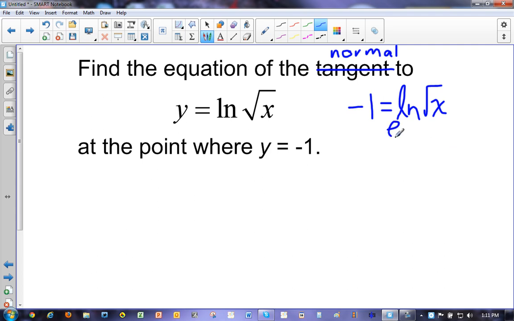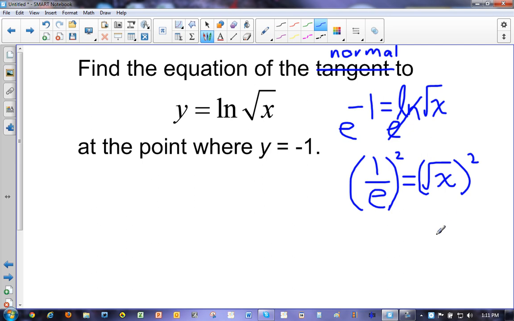So how do I get rid of that? I raise both sides as an exponent of e. So I get e to the negative 1, which is 1 over e, equals e to the natural log of root x. Well, e and natural log cancel each other out, so I'm just left with root x. And to get x, I will have to square it, which means I'll have to square this. So x is equal to 1 squared, which is 1, over e squared. Note, all I've done here is figure out the x coordinate of this point. I've done nothing more than that. So I know that this curve and the normal line will pass through 1 over e squared and negative 1.